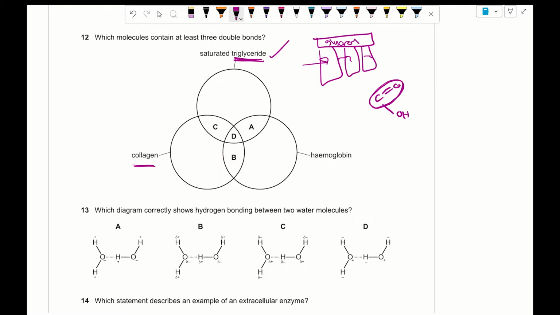Now for collagen. We know that collagen is a protein. So let's see the composition of a peptide bond. So this is a peptide bond. We could clearly see here a double bond between the carbon and an oxygen atom. Therefore, collagen also contains at least 3 double bonds. Same with hemoglobin. Hemoglobin contains globin, which is a polypeptide, which is also a protein, so must contain also at least 3 double bonds. Therefore, the answer is going to be D.